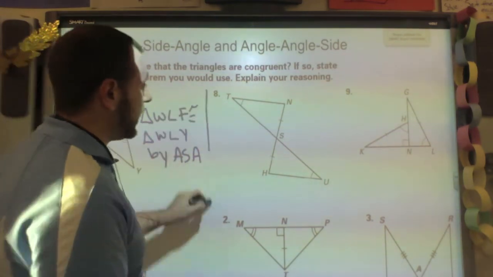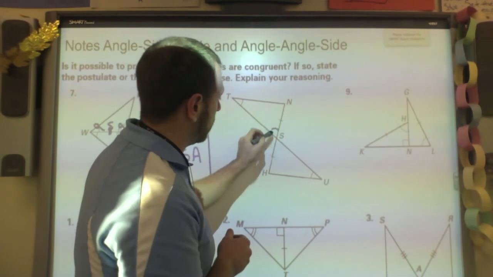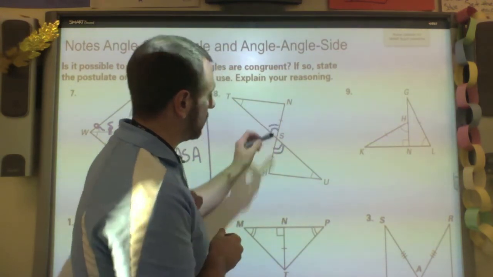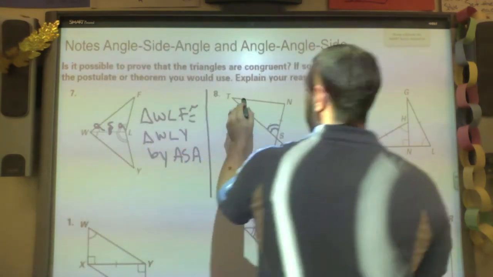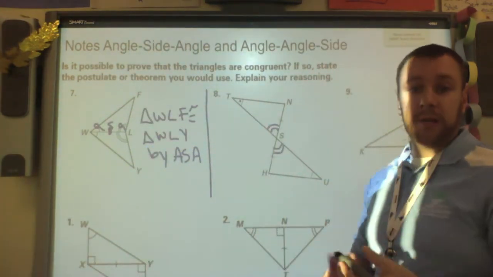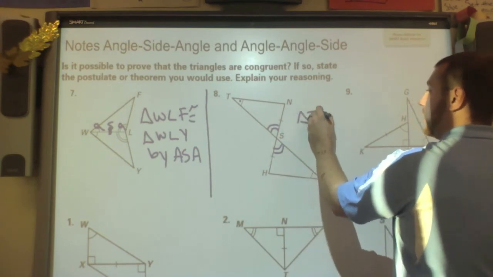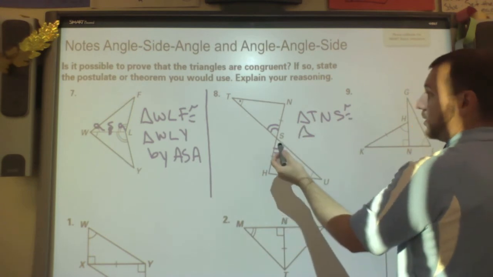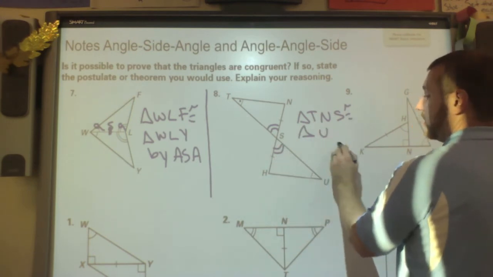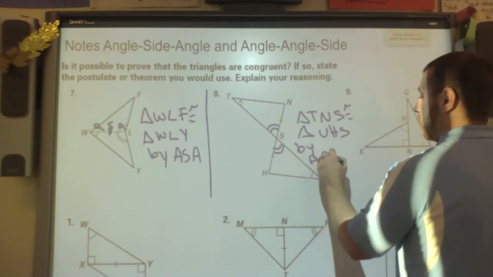Here, for 8, again I have that cross. So you want to mark those congruent. So now I know angle, angle, side. I know 2 angles and a side. So triangle TNS is congruent to triangle UHS by angle, angle, side.